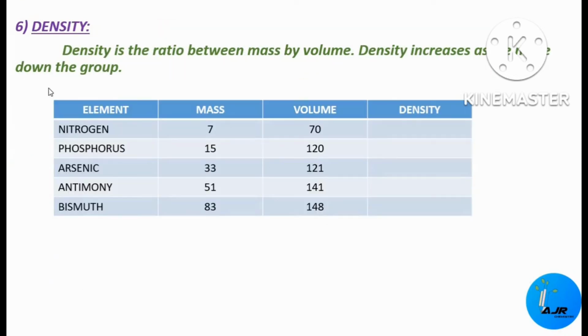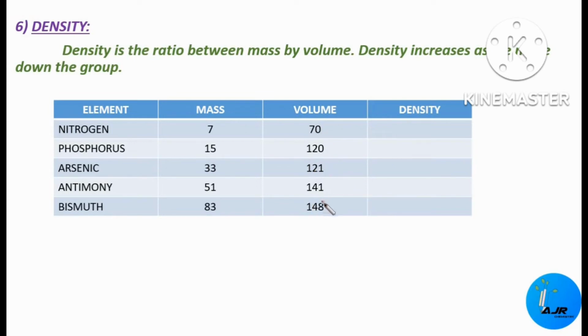Understood, students? The next important property is density. What is density? It is the ratio of mass to volume. The density increases as we move down the group. I have written all the elements: nitrogen, phosphorus, arsenic, antimony, and bismuth, and I have given the mass values. The mass goes on increasing, but look at the volume; it is also increasing, but not by much.